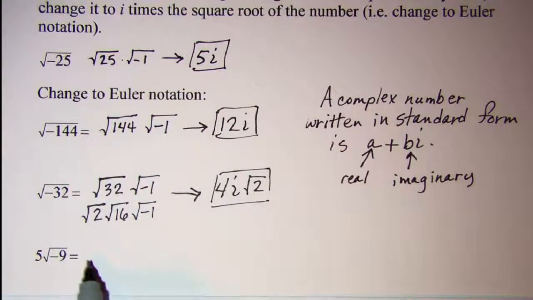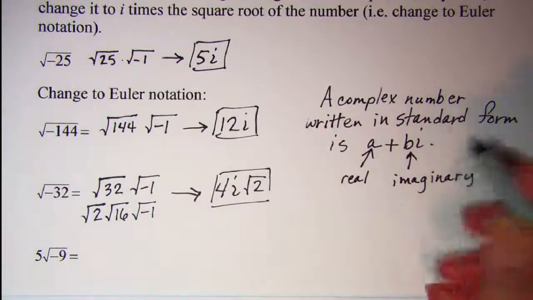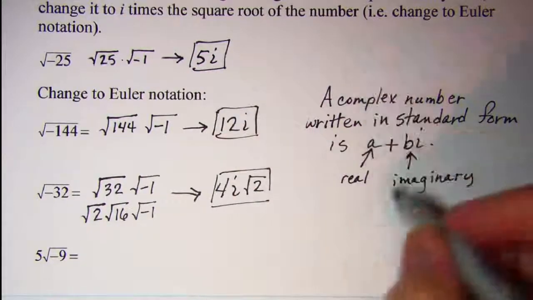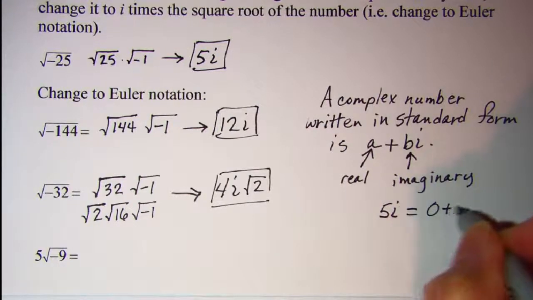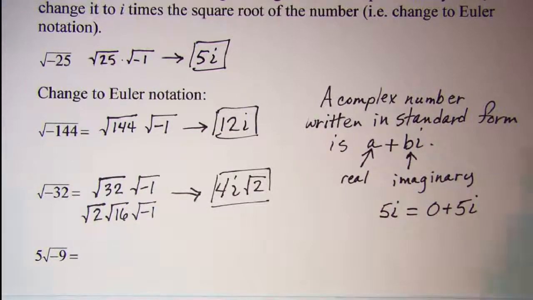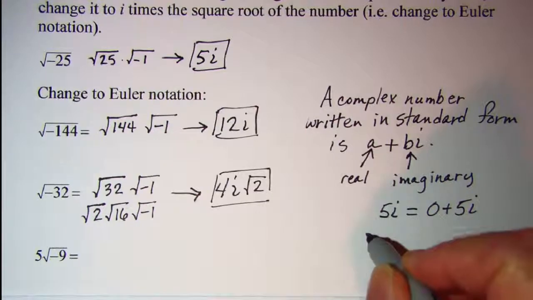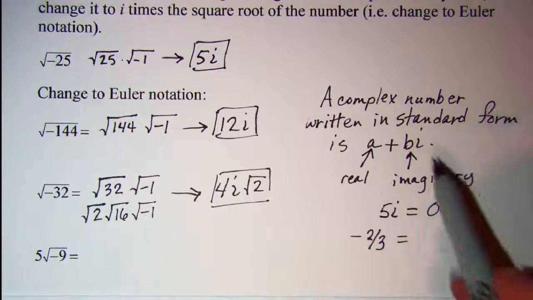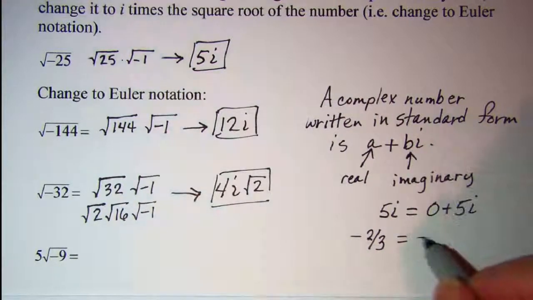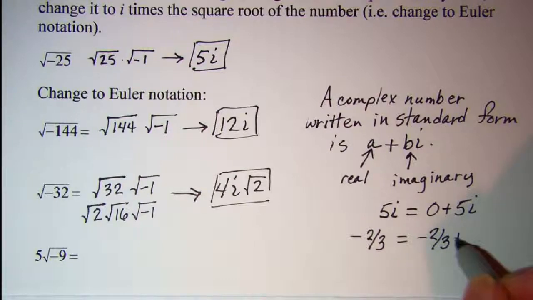All of these numbers are complex numbers, but they are written in standard form because if you have, for example, 5i, that's the same as 0 plus 5i. So any pure imaginary number that doesn't have a real part is still a complex number. If I have the number -2/3, that's still in complex number standard form: -2/3 plus 0i.